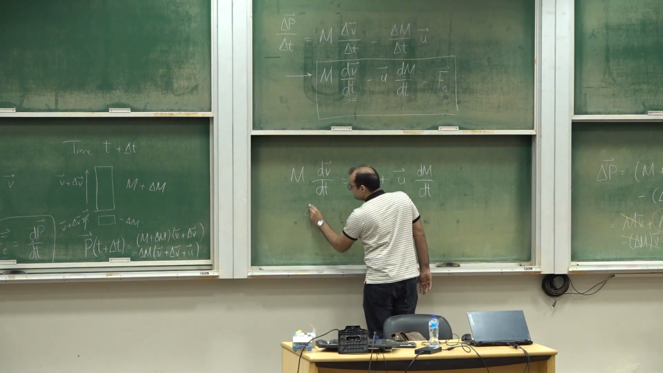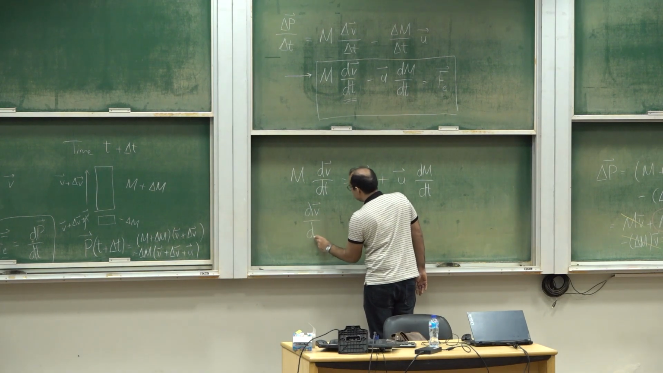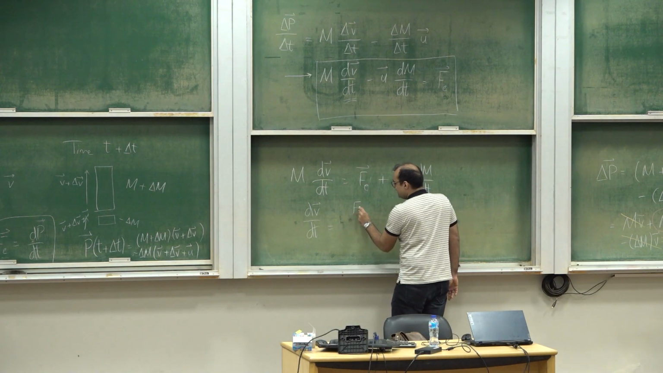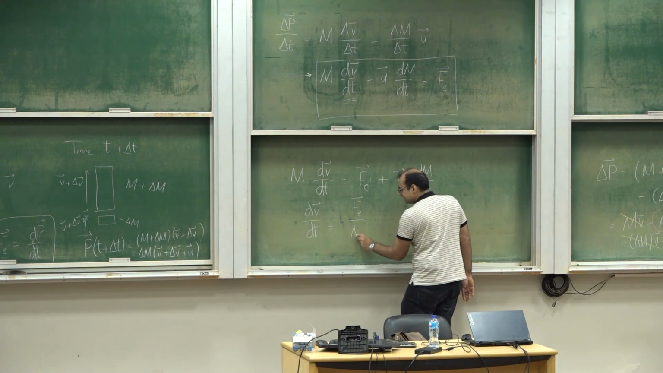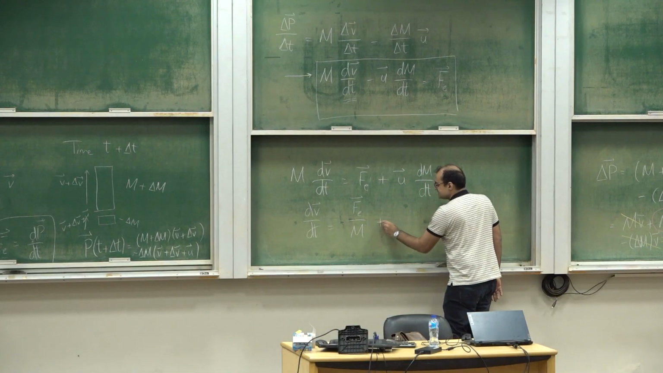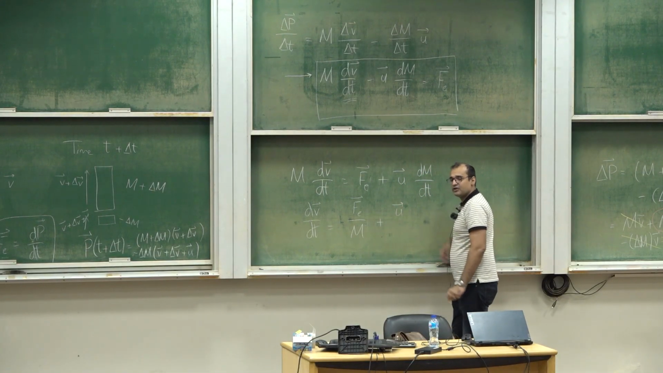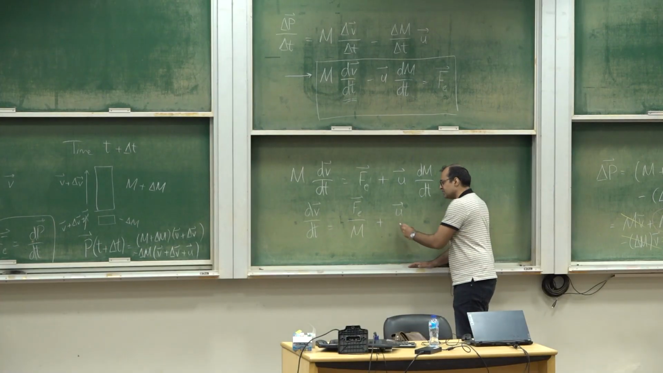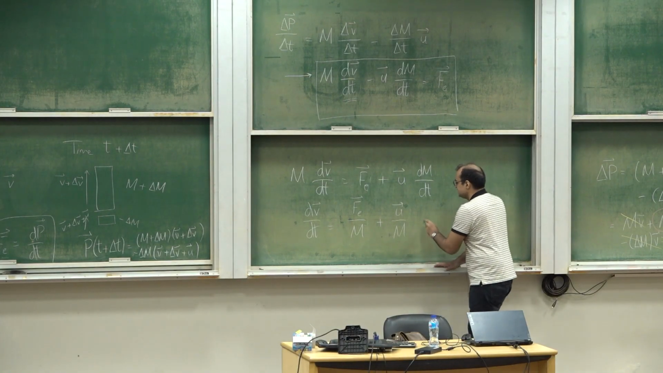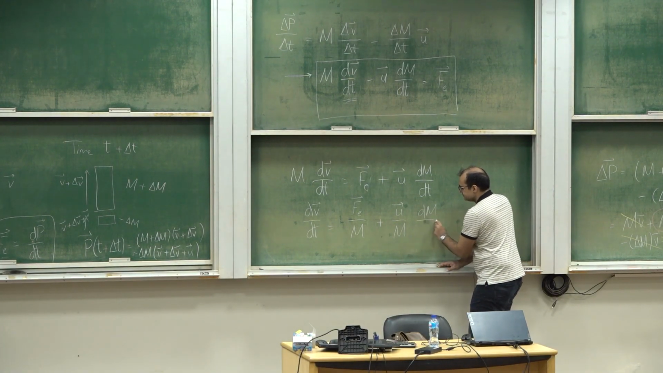And therefore dv by dt equals Fe, the external force on the rocket, divided by the mass of the rocket, plus the velocity of the exhaust gases with respect to the rocket, divided by the mass of the rocket, times dm by dt.